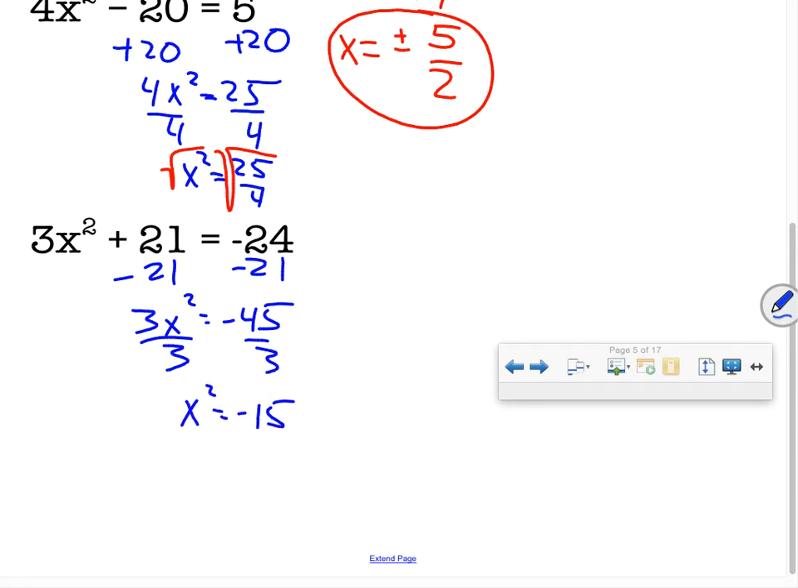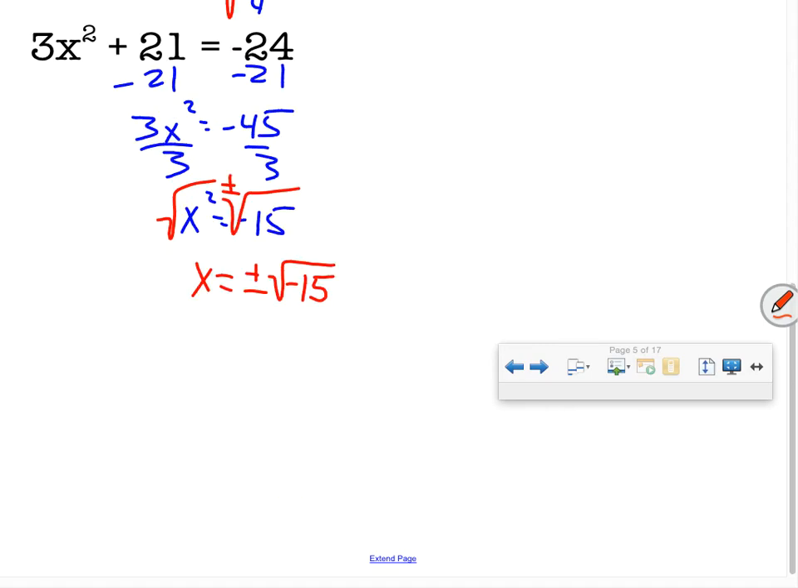Now, you probably get an idea of what your answer might look like when you see that negative sign, because you know when you take the square root of a negative, you're going to get an imaginary number. Don't forget the plus or minus sign. So we're going to have x equals plus or minus the square root of -15. We've got to keep going. We don't leave negatives under the radical. We like to write them with imaginary numbers.